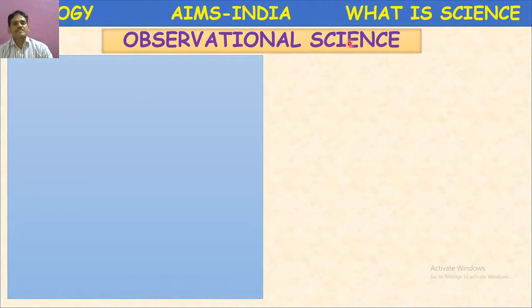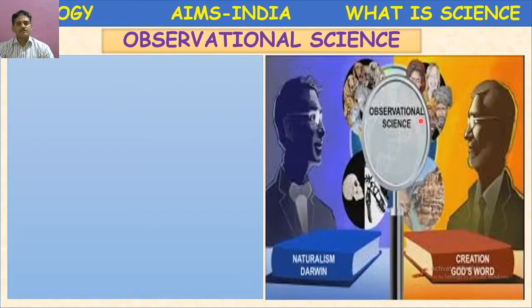Next, observational science. Science is an observational science. So in observational science, many scientists, many biologists, chemists, physicists, will observe natural phenomena, and they develop the proofs and develop the hypothesis. That is, observation is the basic phenomenon.